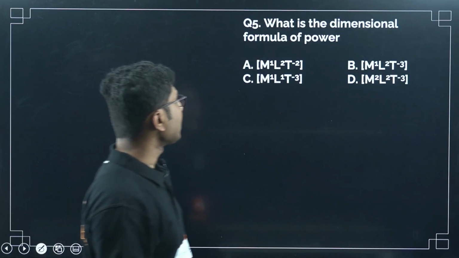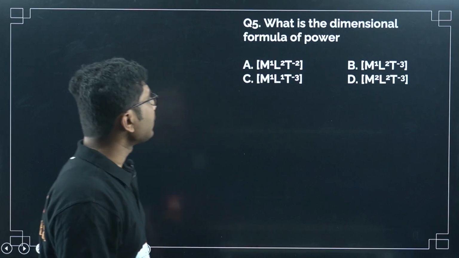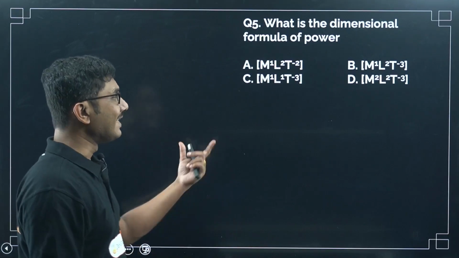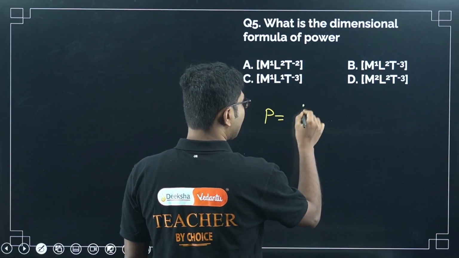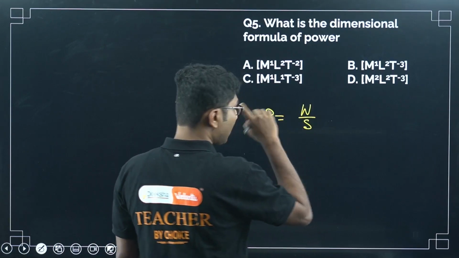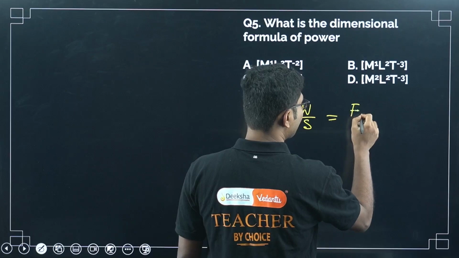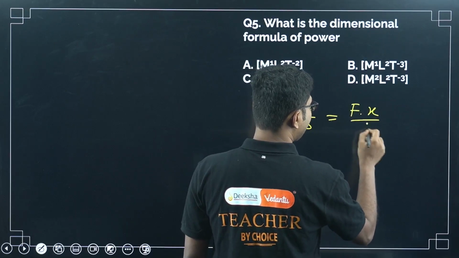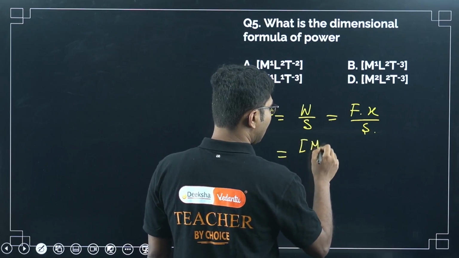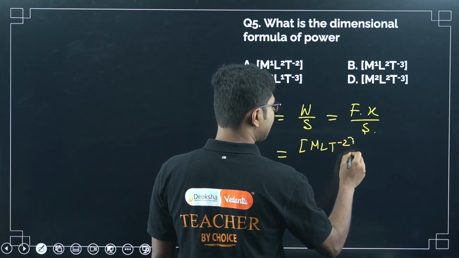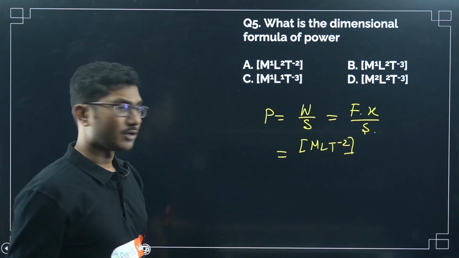Now question number 5, what is the dimensional formula of power? Very simple question. Power is basically work done per unit time. Work done is nothing but force times displacement, divided by time. What is the dimension of force? Force is MLT to the power minus 2. I said always remember the dimension of force.